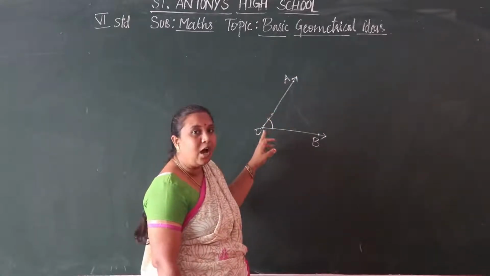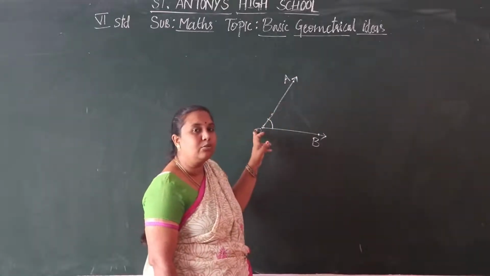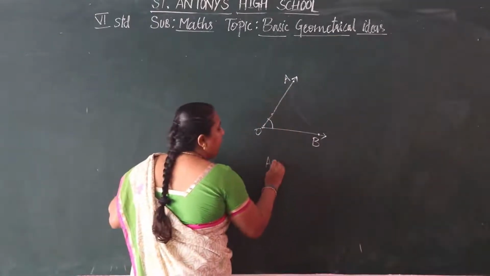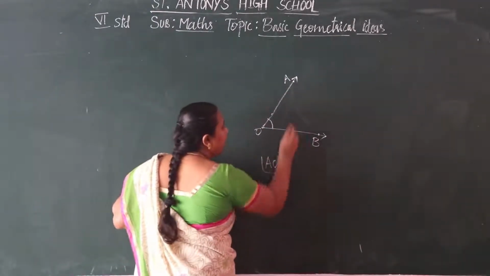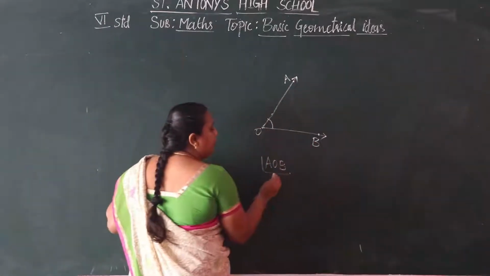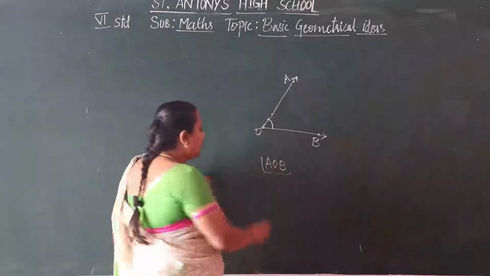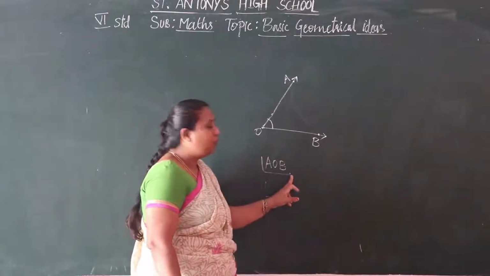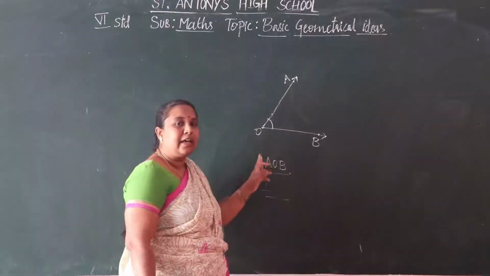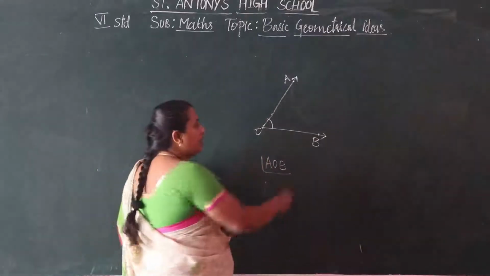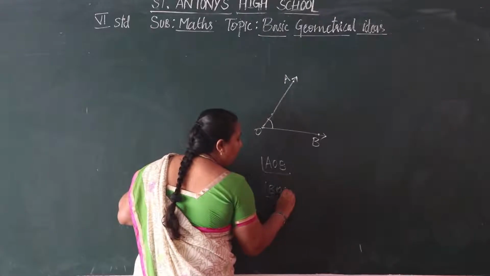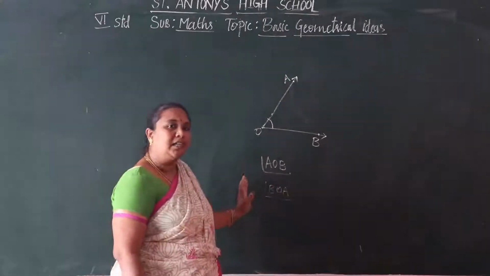How to mention the angle, how to make the angle here. See, the angle AOB. You can write angle AOB like this. This is the symbol of angle. So this angle AOB we can write as angle BOA. Both are correct.